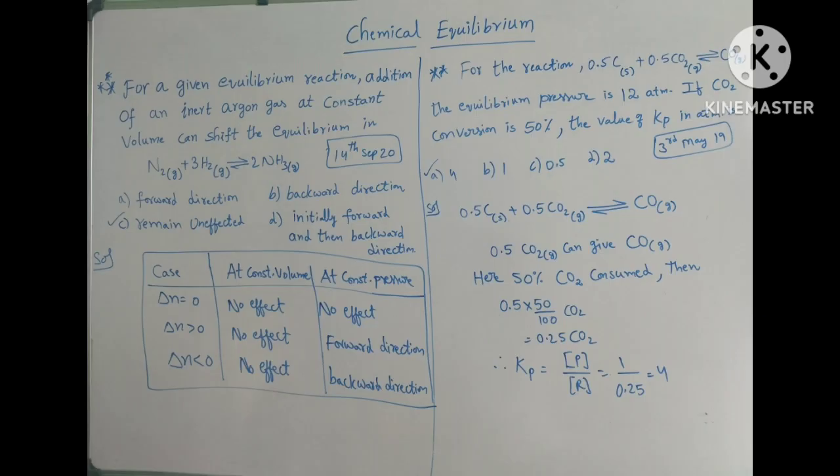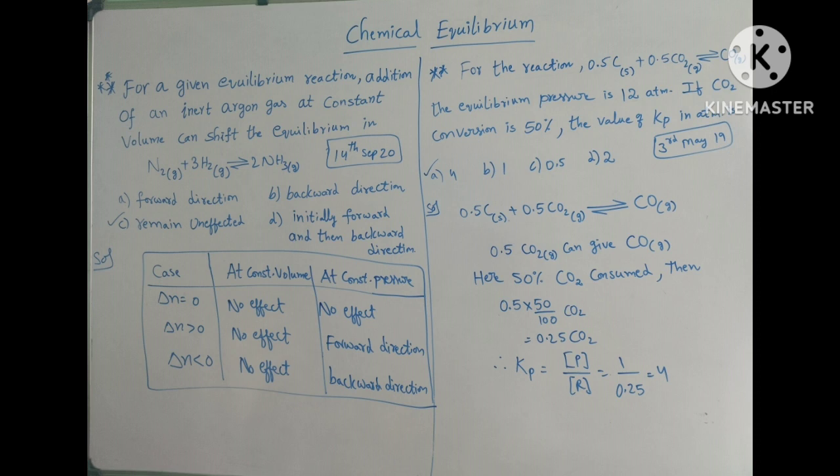Let's see the next question. For a given equilibrium reaction, addition of an inert gas at constant volume can shift the equilibrium. The reaction is N2 plus 3H2 in equilibrium with 2NH3. So see the given table. At constant volume, at constant pressure, delta N equal to 0 or greater than 0 or less than 0. At constant volume has no effect. But at constant pressure, delta N equal to 0, no effect. Delta N greater than 0, forward direction. Delta N less than 0, backward direction. So in the given question, at constant volume, it is independent of delta N. So it has no effect.